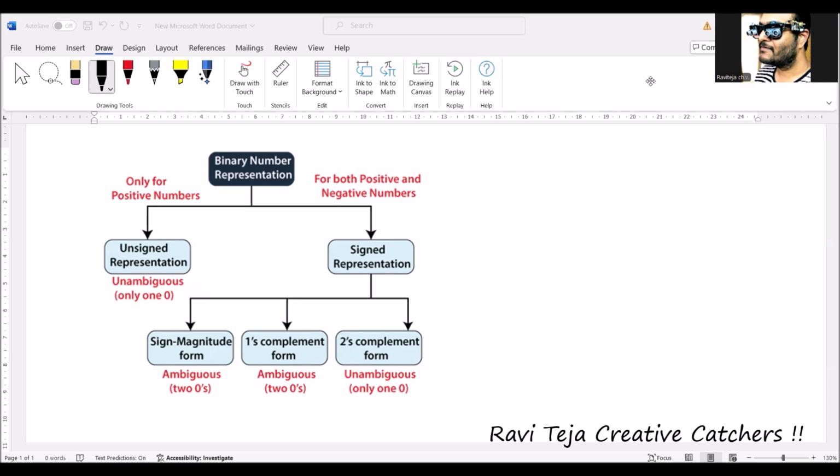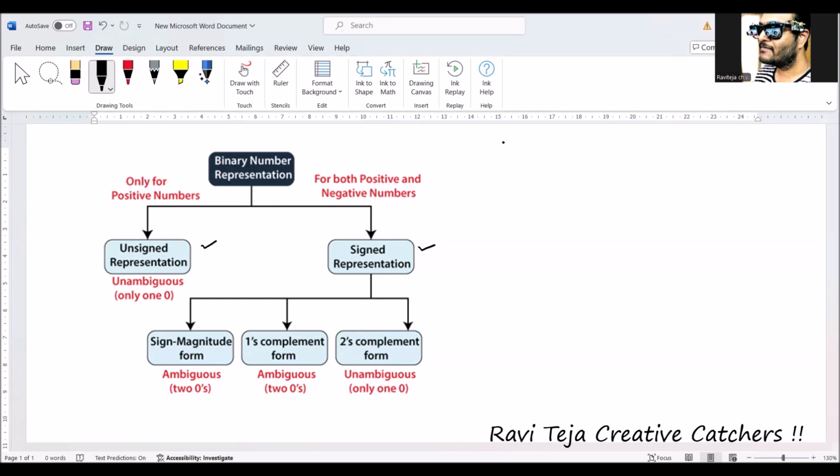In today's class, we are going to learn a topic called binary number representation. So let's see how this binary number representation has been classified. Coming to the flowchart of it, the binary number representation has been classified into unsigned representation and signed representation. Okay. So what is unsigned representation?